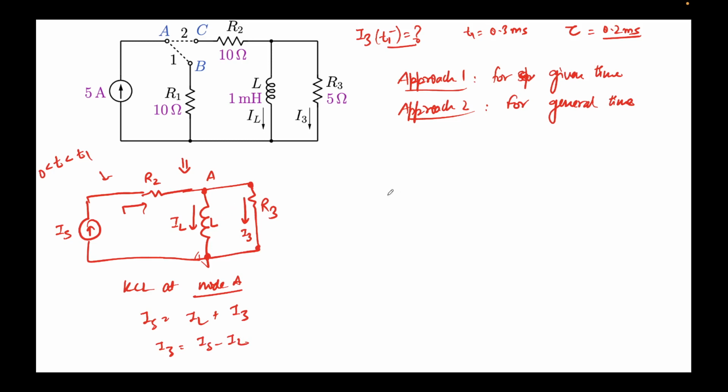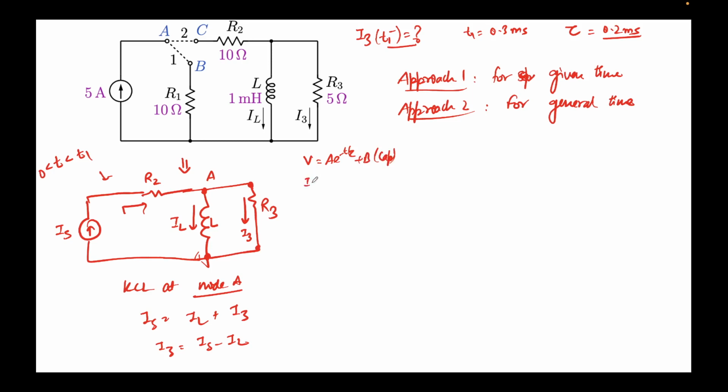Just like in the case of a capacitor, we saw that the expressions could be written in the form V equal to A e to the power minus t by tau plus B. This is for a capacitor.